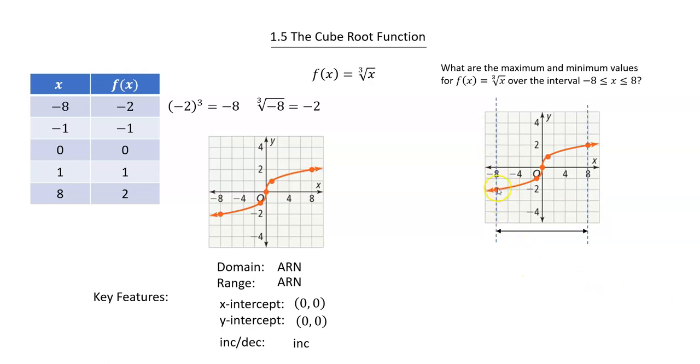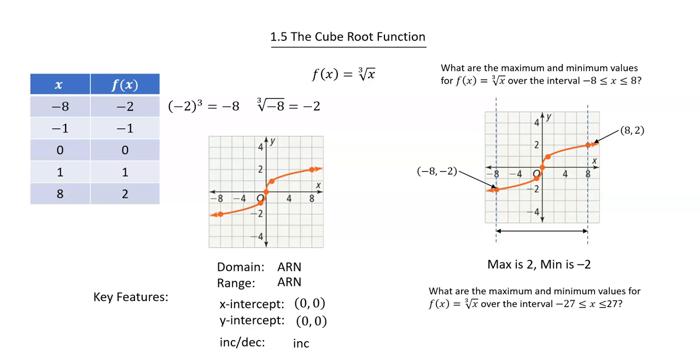So we see at -8, the graph has the point (-8, -2). At +8, the graph has the point (8, 2). So on the left of the interval, the lowest y value of the graph is -2. On the right of the interval, the highest y value of the graph is +2. So the maximum value is 2 and the minimum value is -2 within that interval.